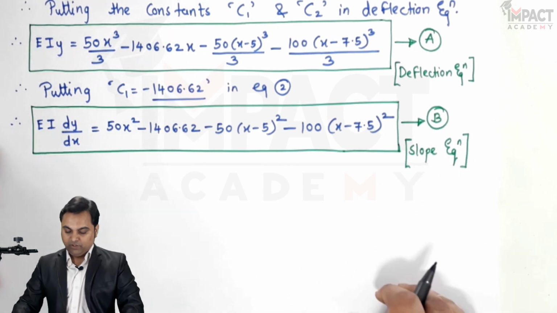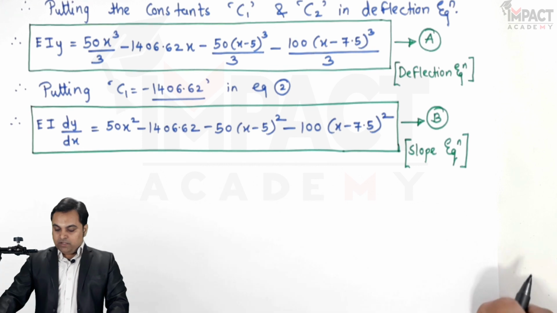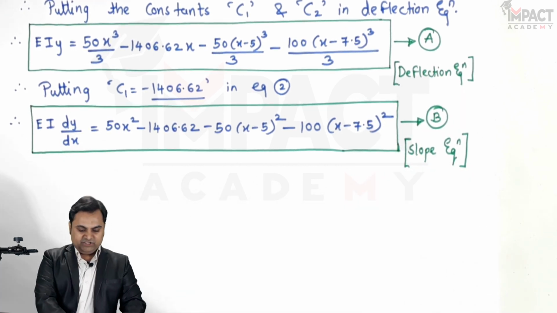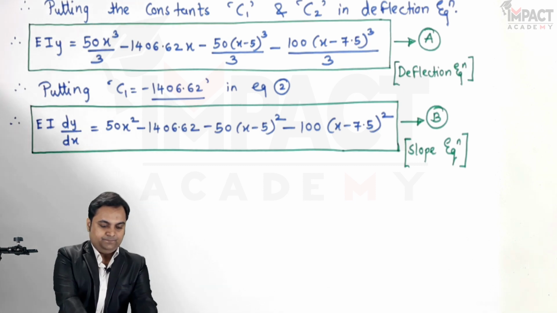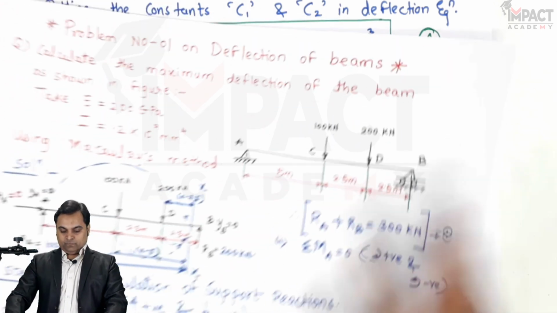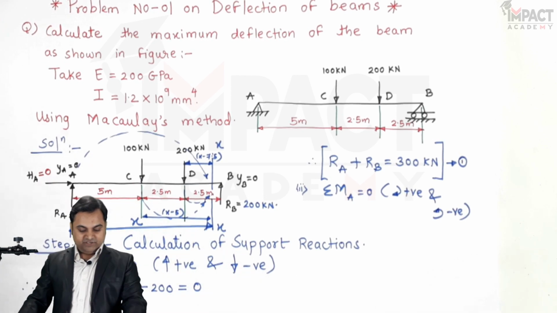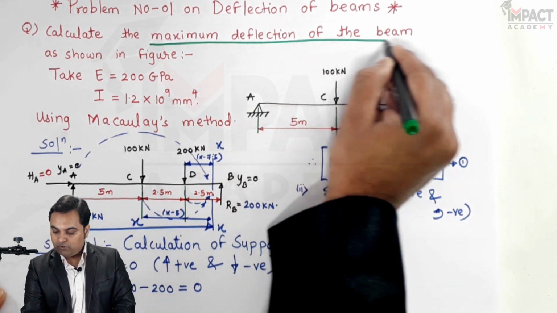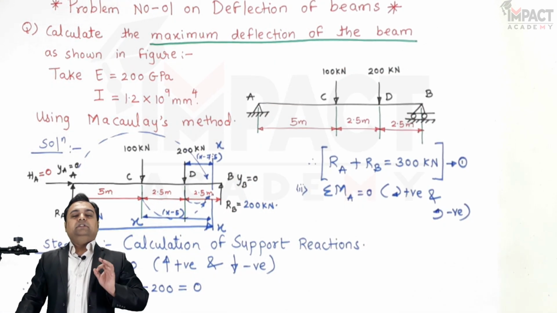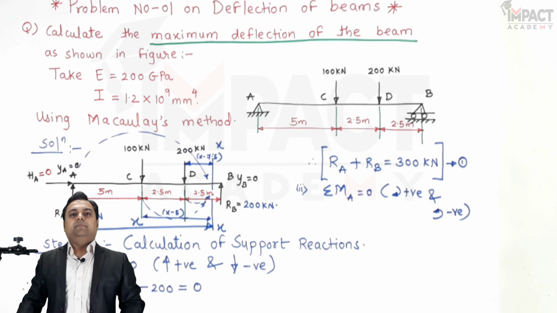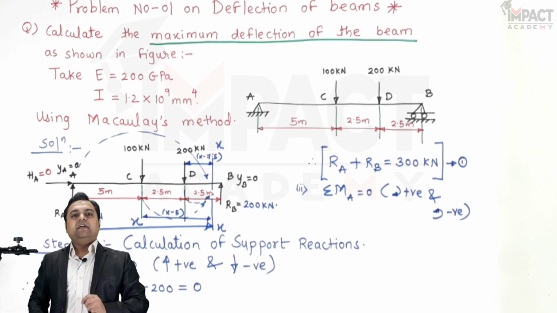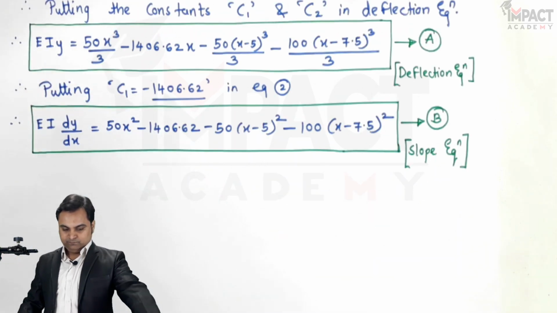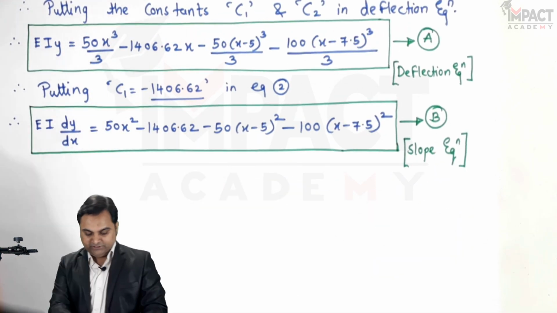Now, once the deflection and slope equations are known, I'll see what has been asked in the question to find out. In the question, they have mentioned we have to calculate the maximum deflection of the beam. Now, deflection is maximum at that location where the slope is zero. I'll write it over here like an important hint or an important note.